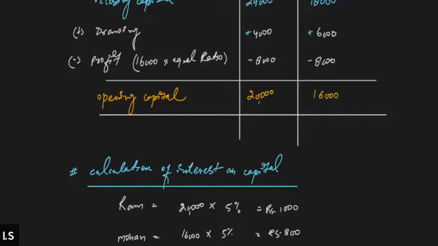The first general entry will be interest on capital account debit to Ram account, Mohan account. And the second general entry will be P&L appropriation account debit to interest on capital account. Right, everyone? Yes. Is this clear? Okay. All right, so I'm sure that you must have written this down.